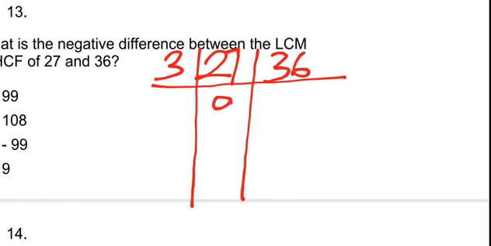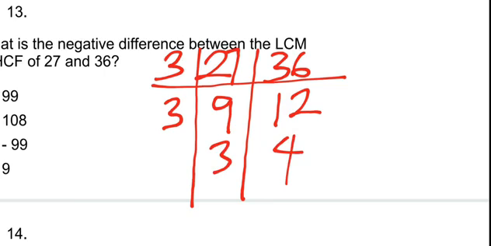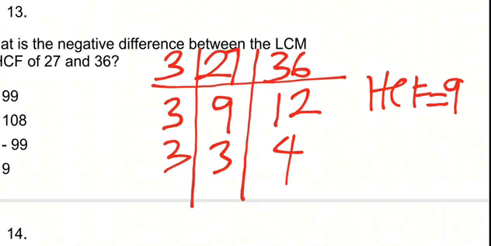This will give us 9, while this gives us 12. So 3 can still go. So that is 3, and this is 4. So which means HCF here is 9. To complete, this is 3 again, 1, 4. Then 4, 1, 1. So we'll multiply everything together to give us the LCM.